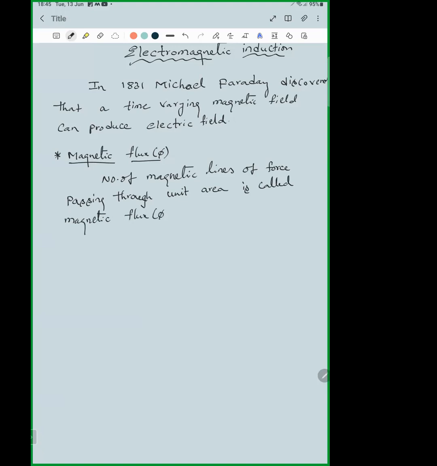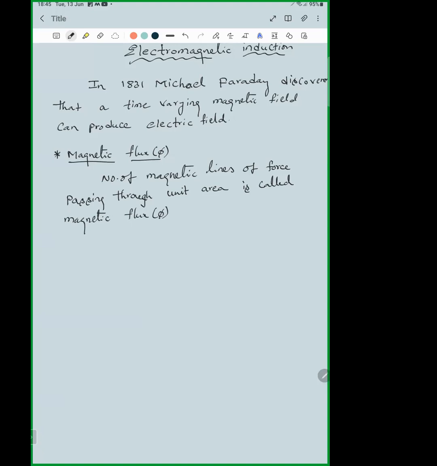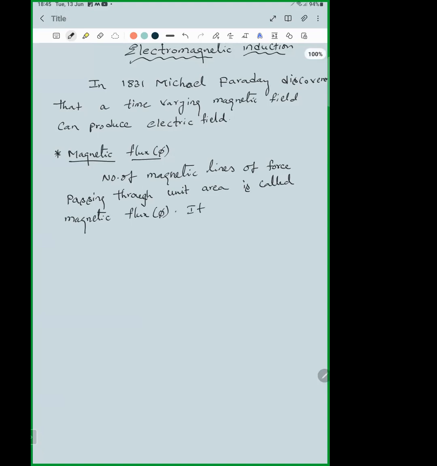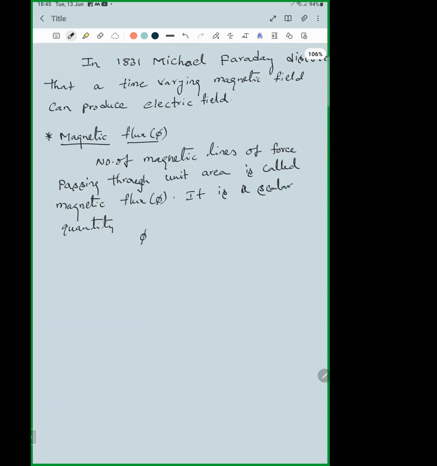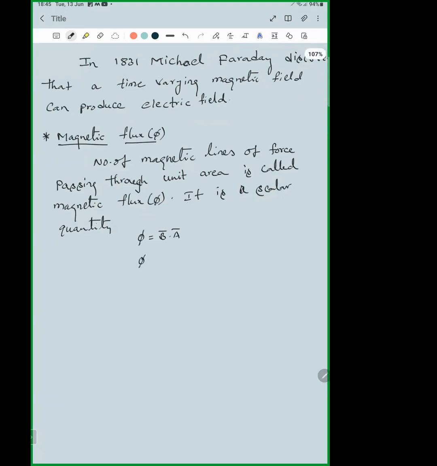Magnetic flux is represented with phi. Is magnetic flux scalar or vector? It is a scalar quantity. So you can write magnetic flux phi is equal to B bar dot A bar, that means phi is equal to BA cos theta, as we know that A bar dot B bar is equal to AB cos theta.